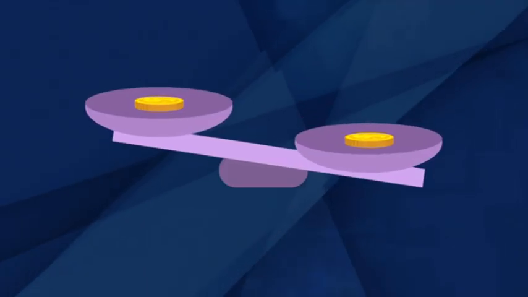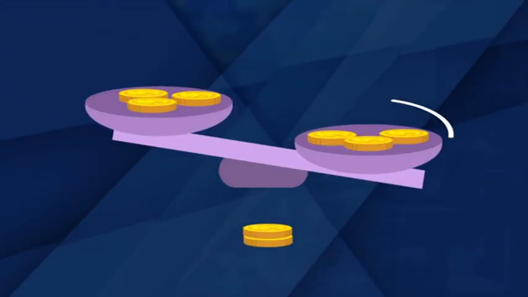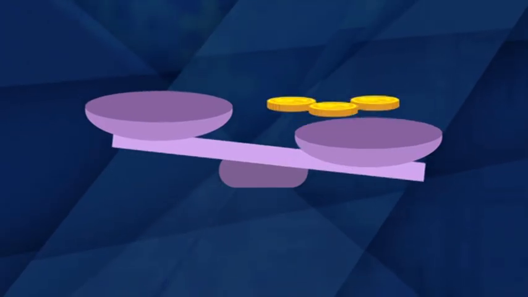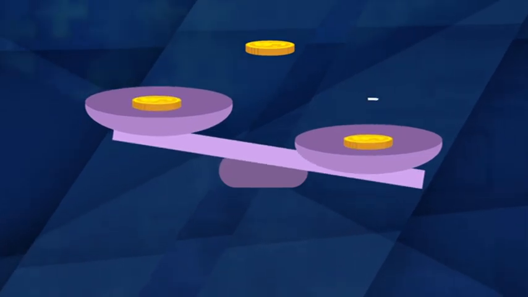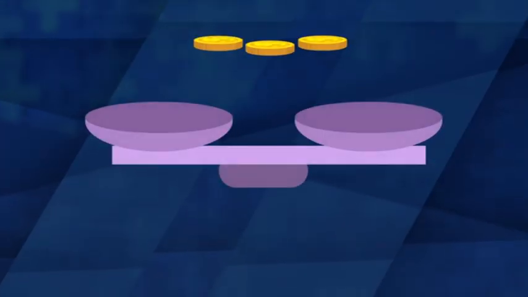But if the pans don't balance, then the heavier side contains the counterfeit. We then take any 2 of those 3 coins and compare them on the balance. If one side is heavier, then it contains the counterfeit coin. But if the pans balance, then the coin that was left off the scale is the counterfeit.